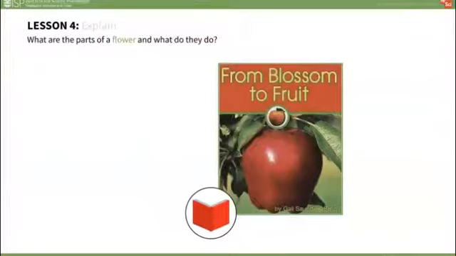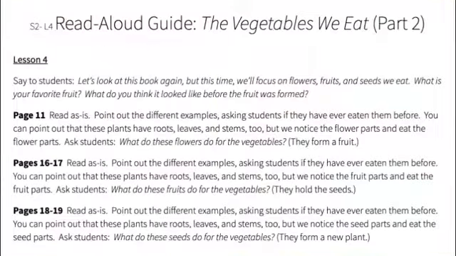Next, read and discuss From Blossom to Fruit, or The Vegetables We Eat. From Blossom to Fruit is very short and can be read as is. After reading, ask students to turn and talk to answer the question, how is an apple formed? They should respond that an apple is formed when a flower is formed, then falls off. The fruit with the seeds inside comes from the flower.